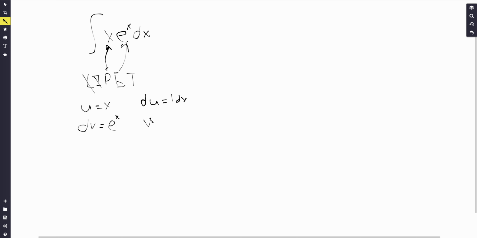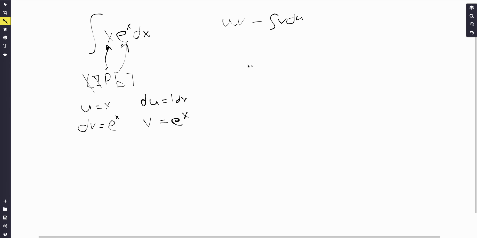And the integral of e to the power of x is simply itself. So that just becomes e to the power of x. Okay. Now we have to use our formula. And if you guys remember our formula, it's uv minus the integral of v du.